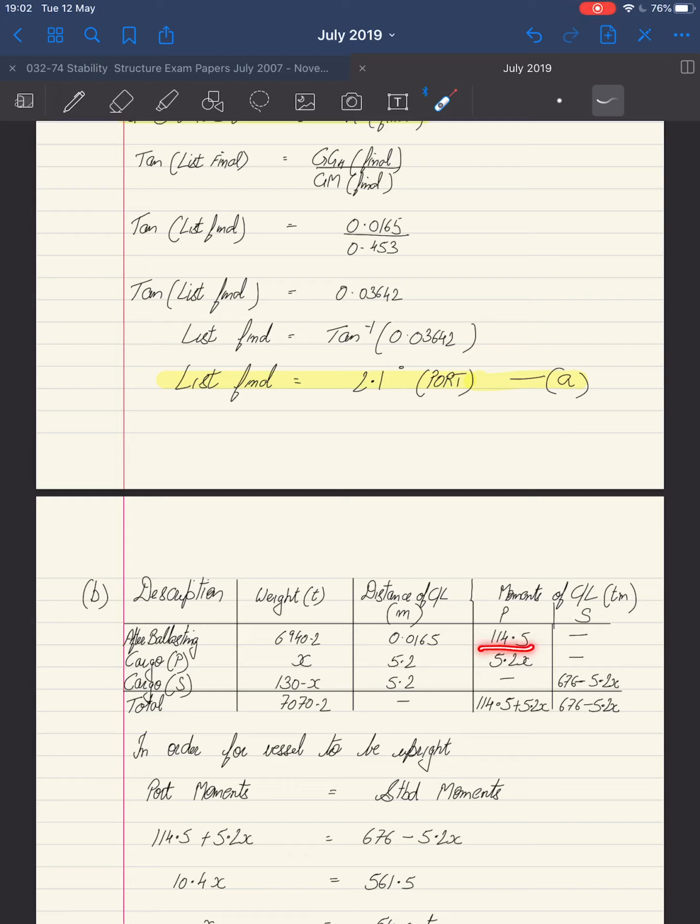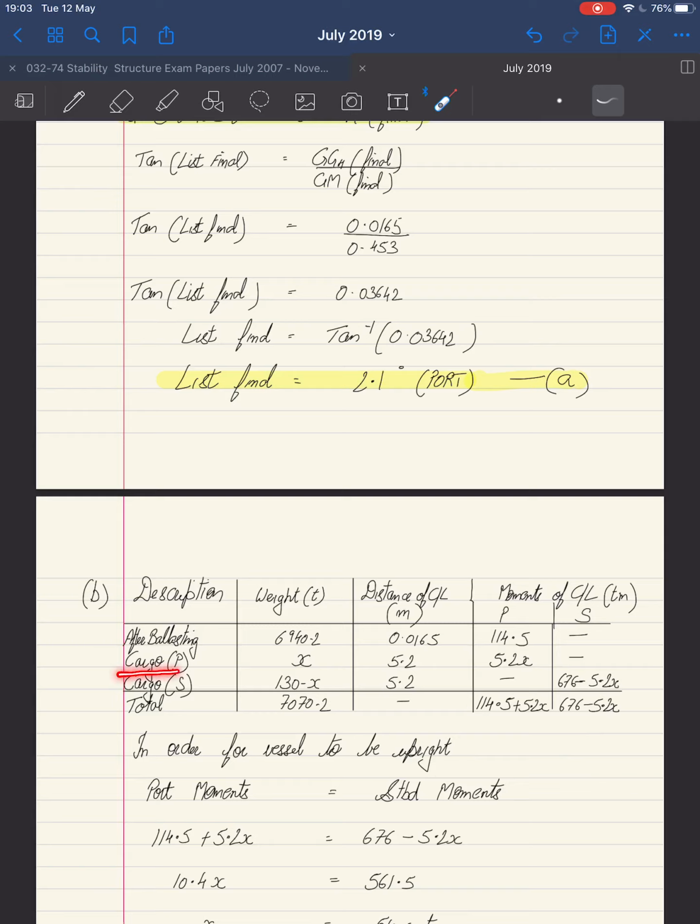When we come back to our table again, we obtain our moments of center line. This is obtained by multiplying these two numbers together, which will give us the answer of 114.5. Since the GGH was in port direction, moments has to be in the port direction. So that's why the starboard has a dash sign, which is nil.